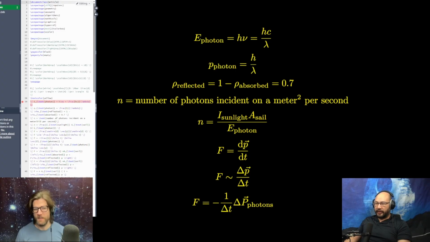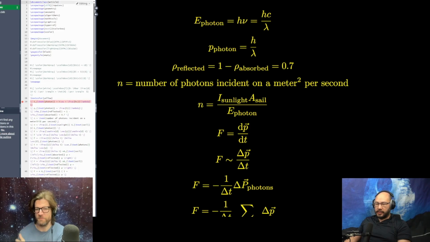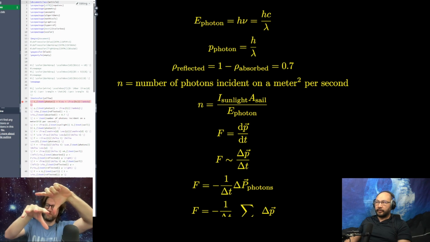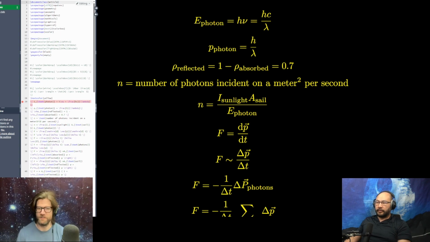Continue, please. Next, this little n is the number of photons incident on a square meter per second. So if you have a square meter of area, how many photons from the sun go through that area per second? Which is a number we can find. This n is the product of the intensity of the photons coming from the sun at that distance, wherever it is, times the area of the sail. So that's how many you catch.